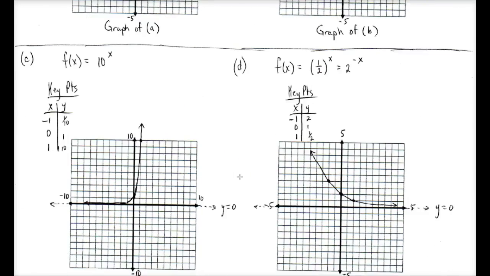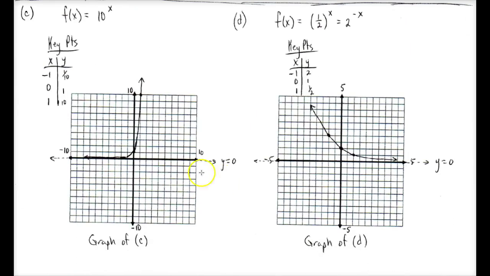Moving on to next examples here, we see that we have 10 raised to the x. And so since a is greater than 1, we know it's going to be exponentially increasing. So it's got to go up like how we see it, but it has to go through these 3 points. -1, 1/10, 0, 1, 1, 10. Okay, so -1, 1/10 is about right here, real close to the x-axis. This is 0, 1, and of course that's 1, 10, and we just connect the dots.